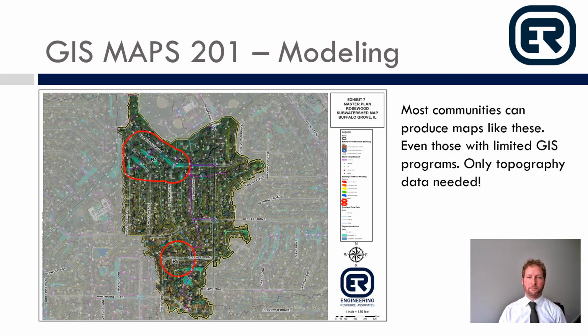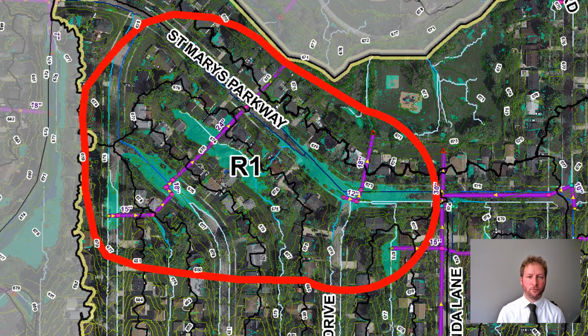Let's zoom in on problem area R1 for further discussion. Here you can more clearly see the depressional areas and numerous overland flow routes contributing to this problem area. This area had also received reports of severe and frequent flooding. Therefore, a model was created to produce recommended improvements.